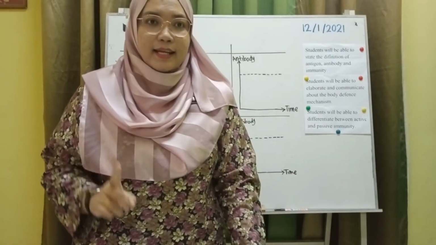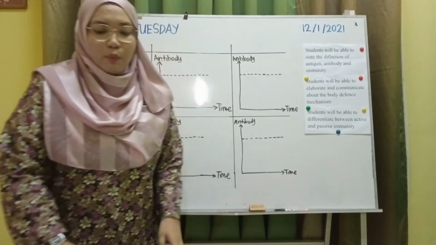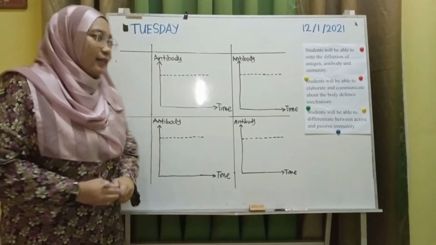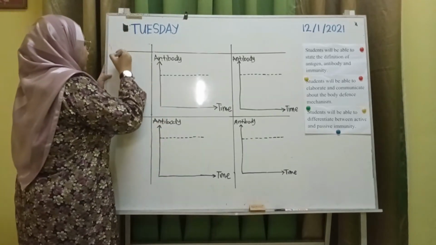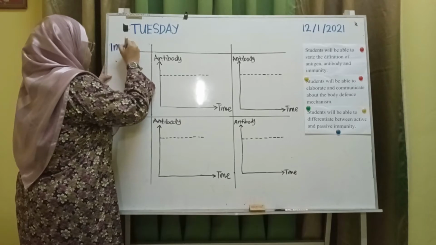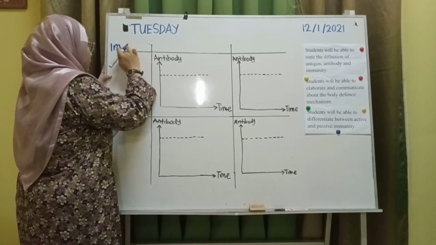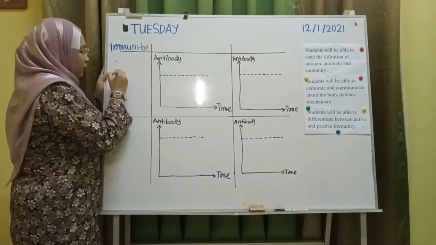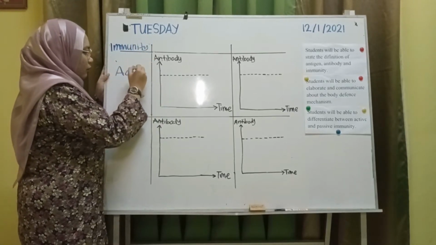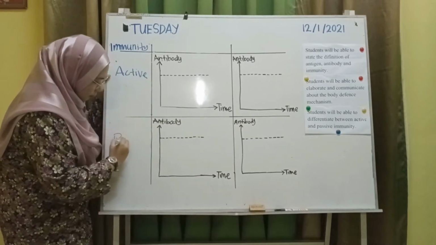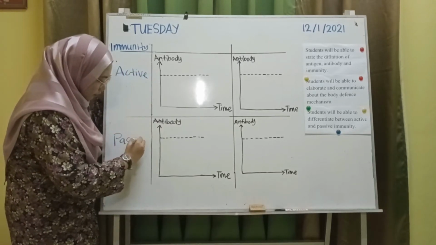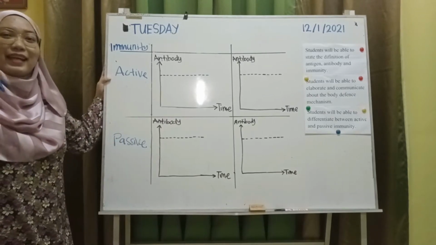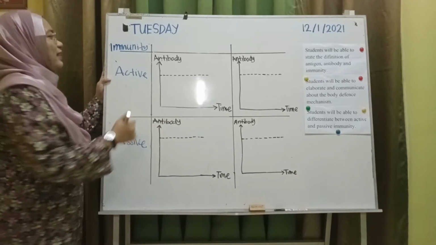For further understanding regarding immunity, we will learn about two types of immunity, which are... Active and passive, right, teacher? Yes, immunity can be categorized into active and passive.